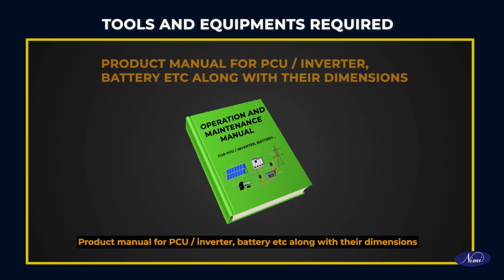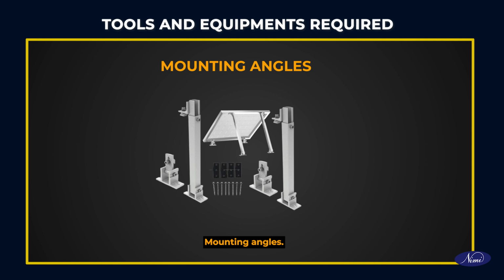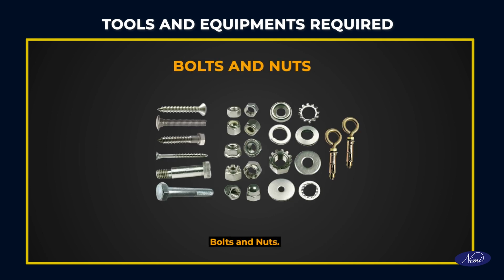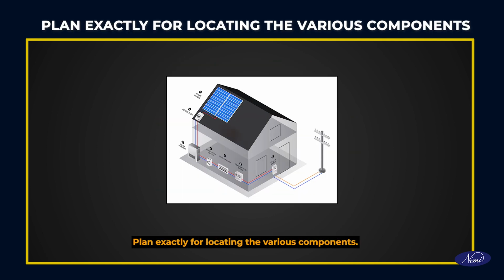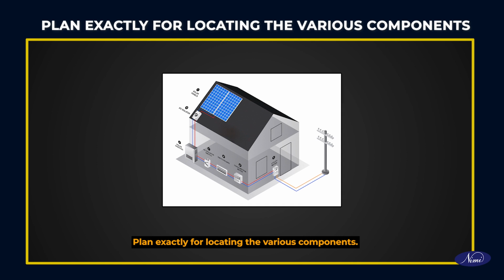Tools and equipment required: 50 to 100 feet measuring tape, digital camera, record or logbook or diary, product manual for PCU or inverter, battery, etc., along with their dimensions, mounting angles, bolts and nuts. Plan exactly for locating the various components.